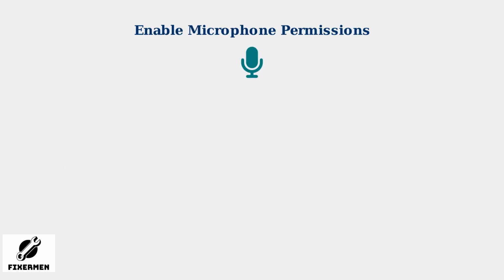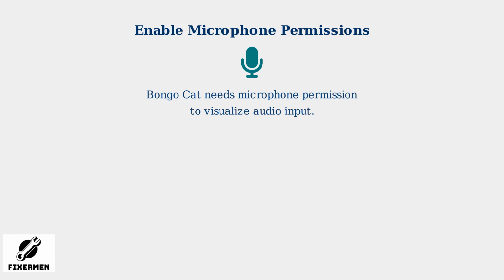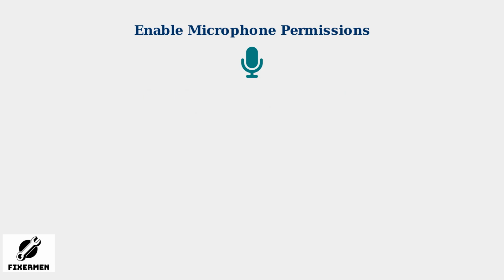Bongo Cat requires microphone permission to detect and visualize audio from your computer. Without this access, the extension cannot capture sound and will not animate the cat. First, access your browser's settings menu. This is usually found in the three-dot menu at the top right of your browser window.